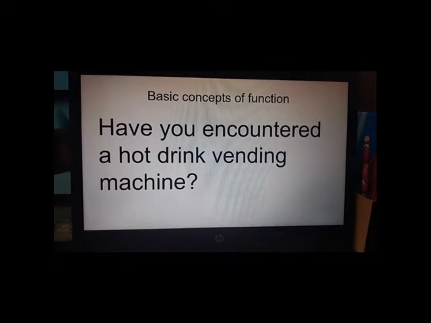So, now let us proceed to functions. What is the basic concept of function? Let's take this one. Have you encountered a hot drink vending machine? A coffee machine: if you press and choose a flavor, the machine processes it, and then the output comes out, the coffee that you chose.